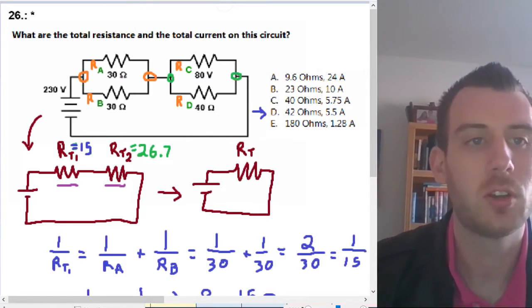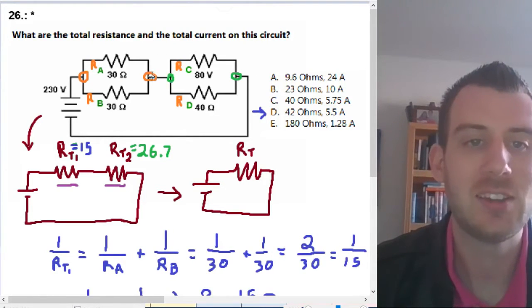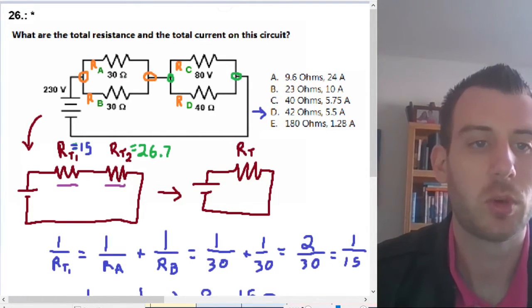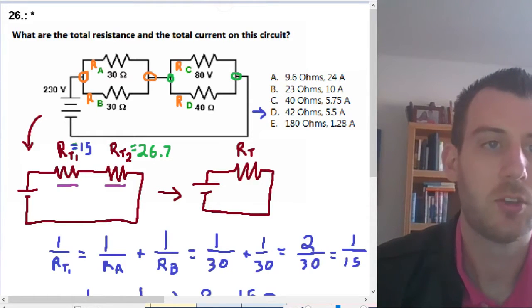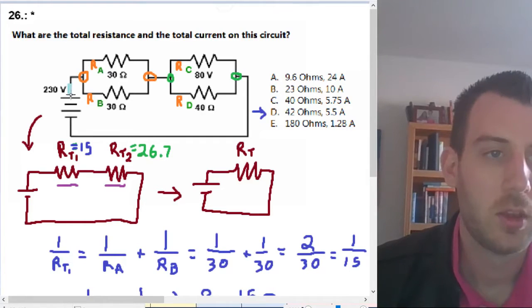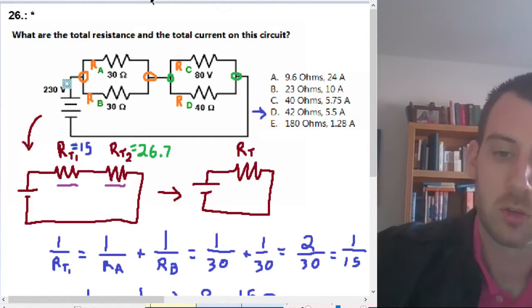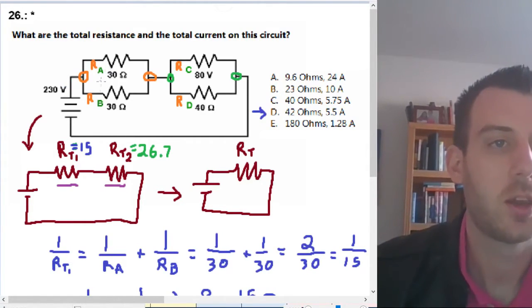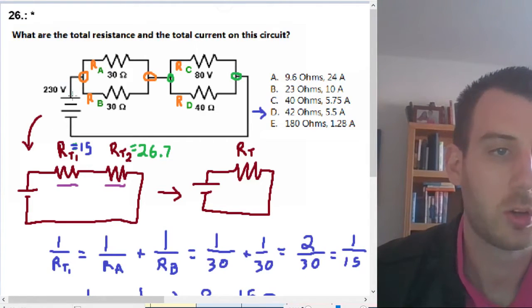The total current is going to be what's flowing through, not each individual branch, but what's flowing out of the battery and back into the battery as the total. So if we draw that in, I want a line. There we go. This is going to be where my total current is going, right here. And this is going to be the same current going back.